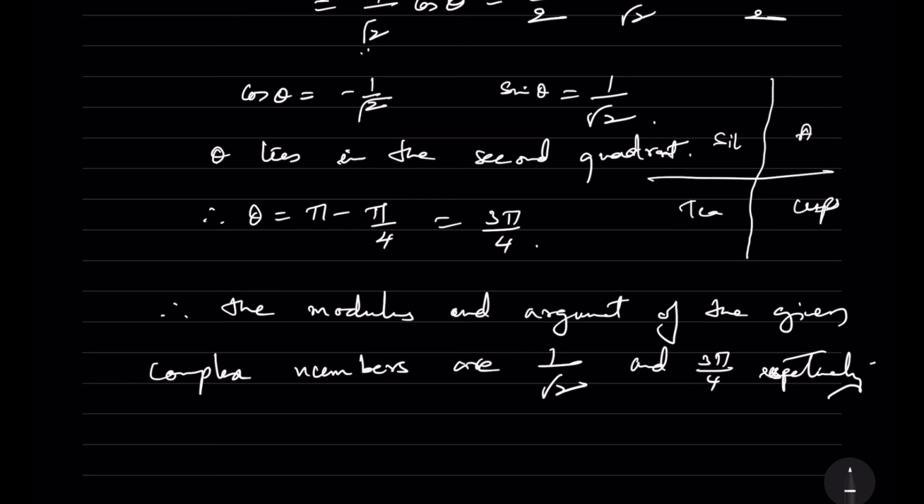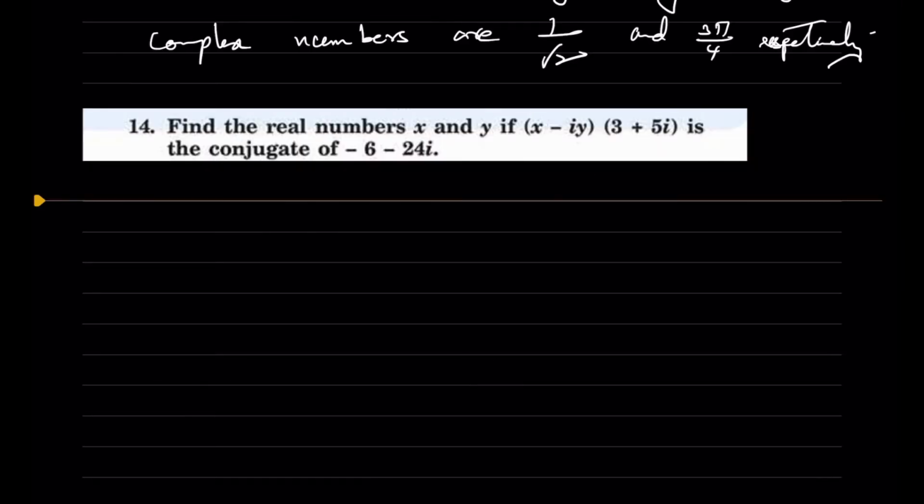So now we'll go into the next problem. Here you have the 14th problem. Find the real numbers x and y if (x minus iy) into (3 plus 5i) is the conjugate of minus 6 minus 24i. So in the solution part, how will we proceed? We'll see. Let z be equal to (x minus iy) into (3 plus 5i).